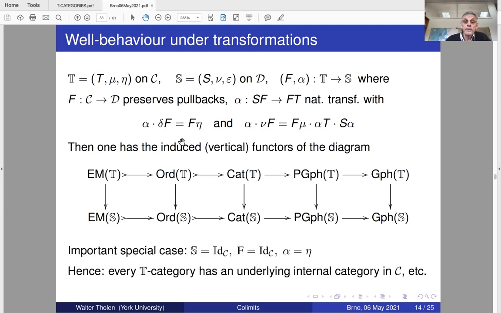There's one important case when the category D is the same as C, and S is the identity monad, and F is the identity functor, and the transformation is the unit of the monad T. Then this shows that every T-category has an underlying internal category in C. So for instance, what this means in the case of the ultrafilter monad, and you go to Ord-T, then you have a topological space, and a topological space has an underlying order given by the specialization order.